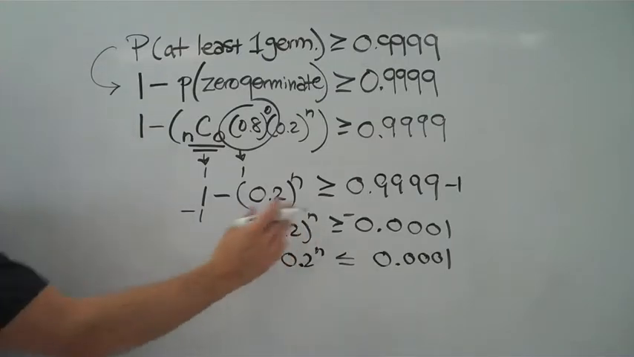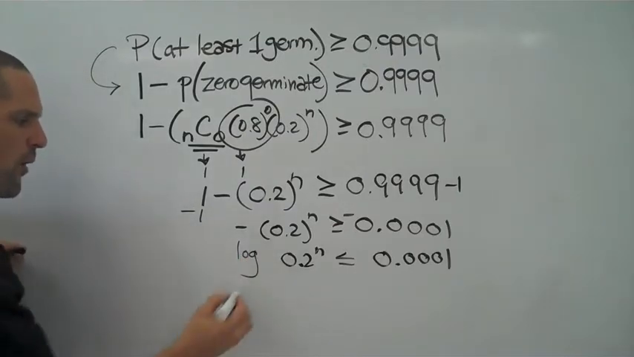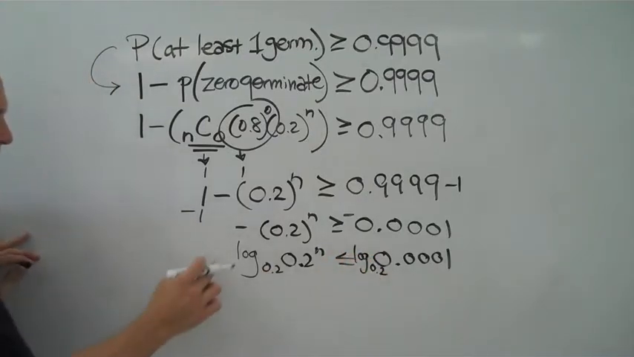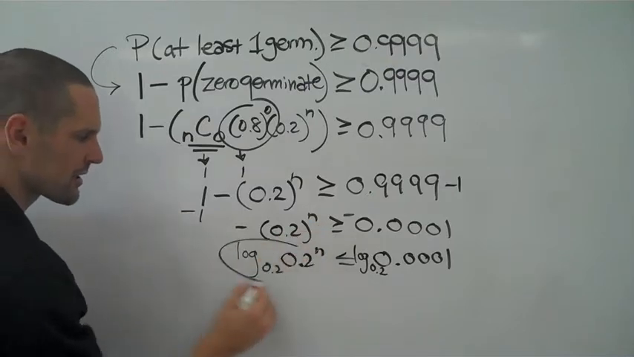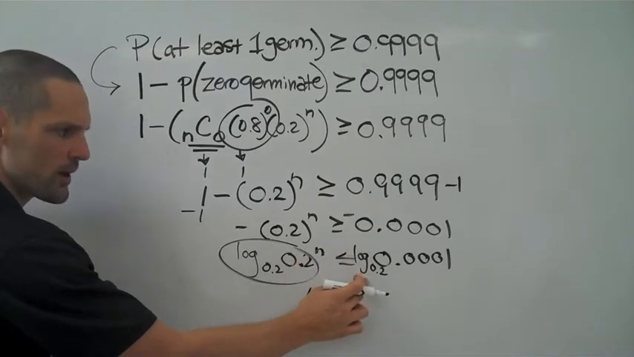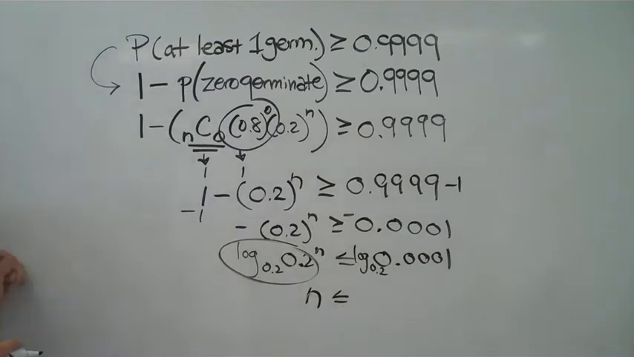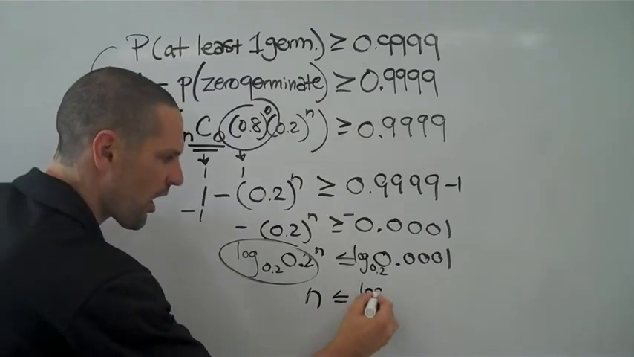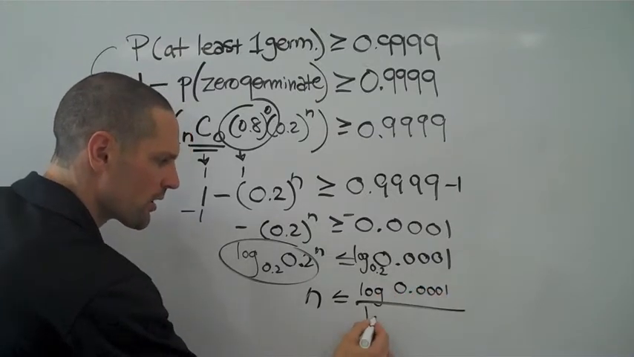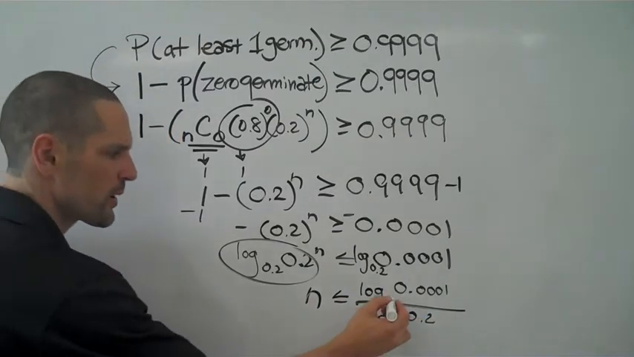Well, here's a good review. How do we solve problems? This is an exponential problem. How do I undo exponents? Take the log of both sides. Log of what? Log base 0.2 works for me. Log base 0.2 of 0.2 to the n. This goes away, and we're left with n is less than or equal to log base 0.2 of 0.0001. Remember, that number there cannot be negative. The change of base formula says this is log base 10 of 0.0001 over log base 10 of 0.2. Remember, when you don't write anything there, you can assume that we're talking base 10.